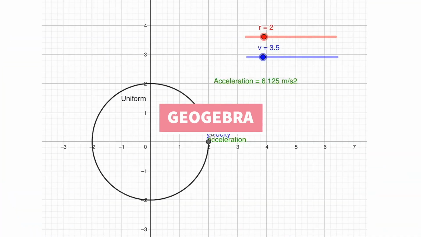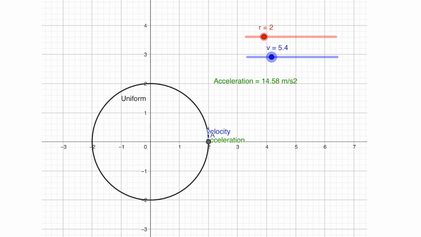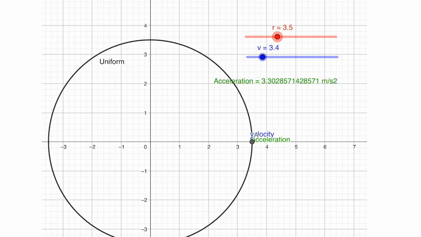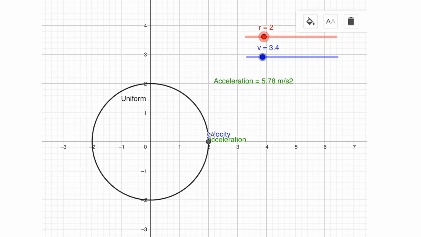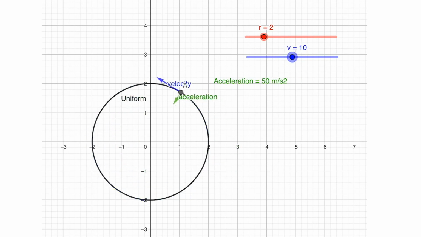Cool. Now let's have a look at GeoGebra. This is a little animation that I made to show you the relationship between velocity, radius, and the centripetal acceleration. As you can see here, a small velocity of just 3.4 and a smallish radius of 2 will give us a small acceleration vector. Now as we speed that velocity up, you can see the acceleration get a fair bit bigger. It's a v squared relationship, so the faster we go, the acceleration goes up by that factor squared.